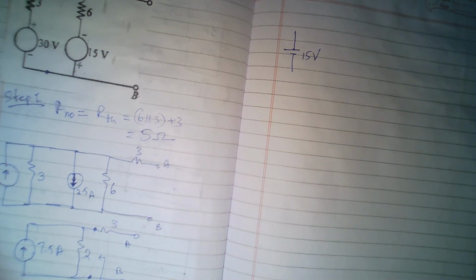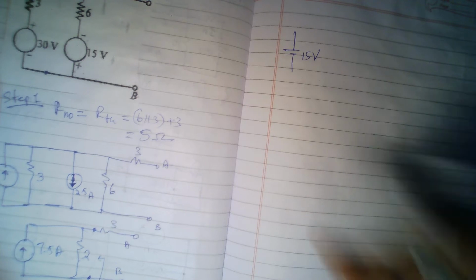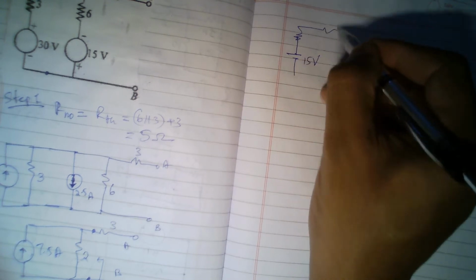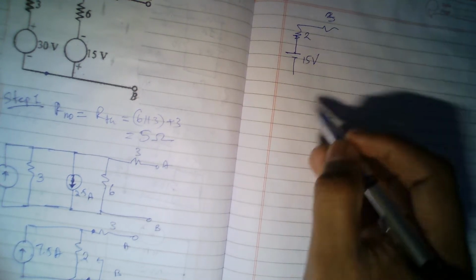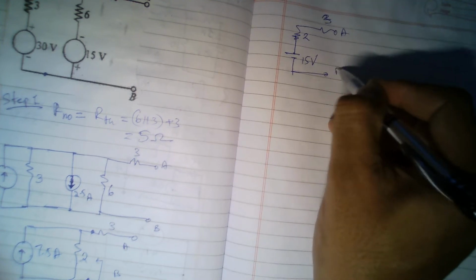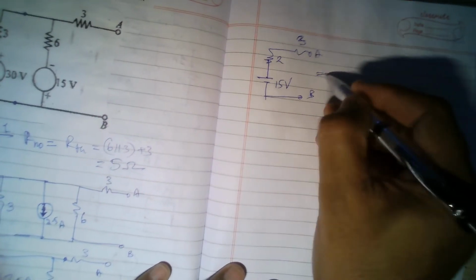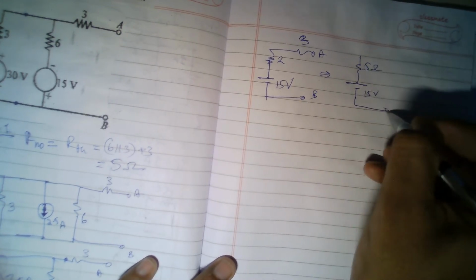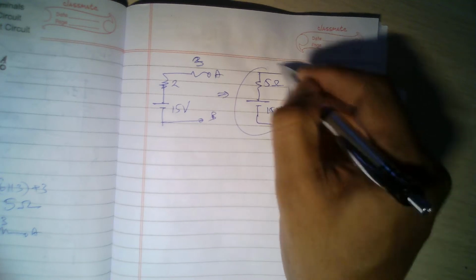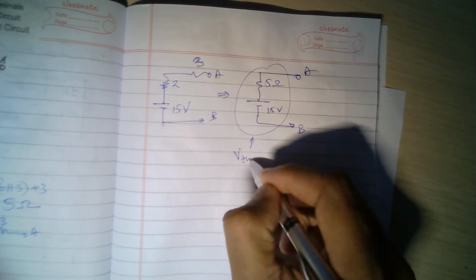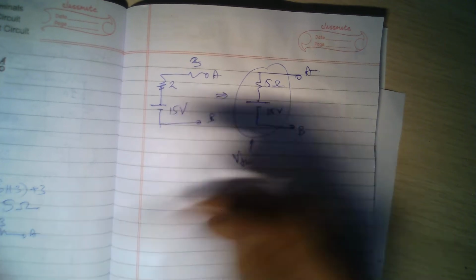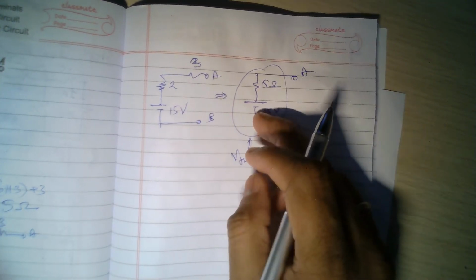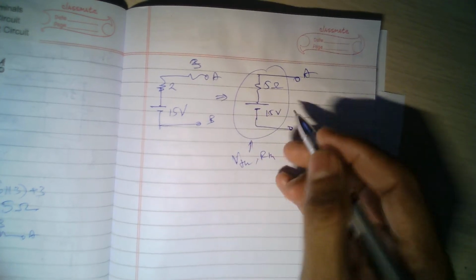The 2 ohms becomes in series with the 3 ohms, 2 is here and 3 is here. So now I have A and B terminals. This ultimately becomes 15 volts in series with 5 ohms as a complete Thevenin's equivalent across the terminals A, B. So this is automatically your Thevenin's equivalent, V_TH, R_TH. Now once I get Thevenin's equivalent, I can also get the Norton's equivalent. What is the Norton's equivalent?